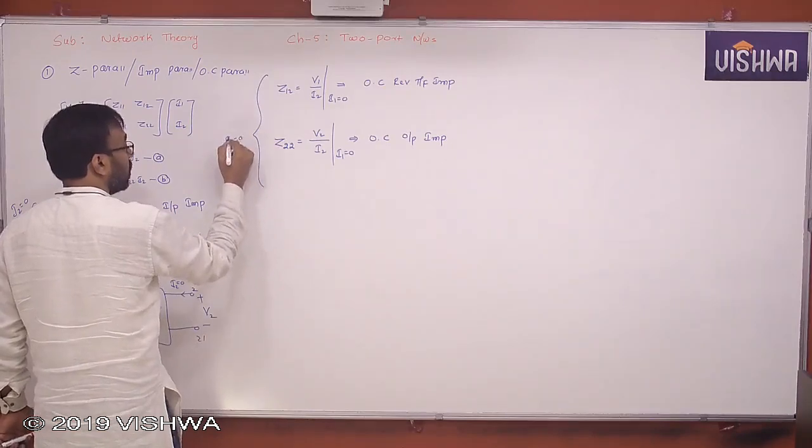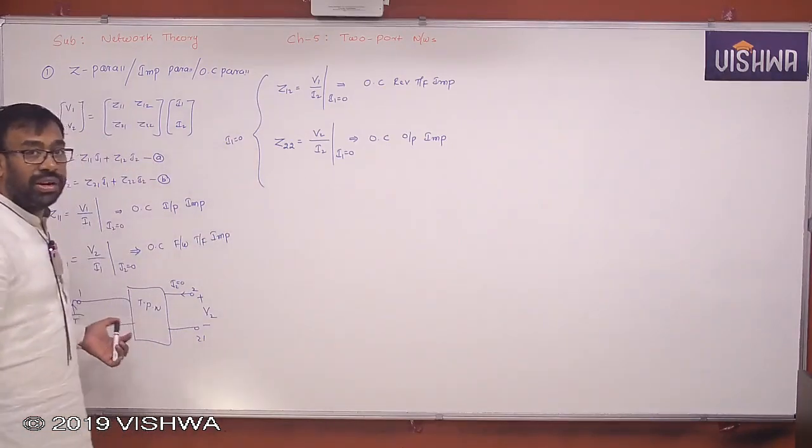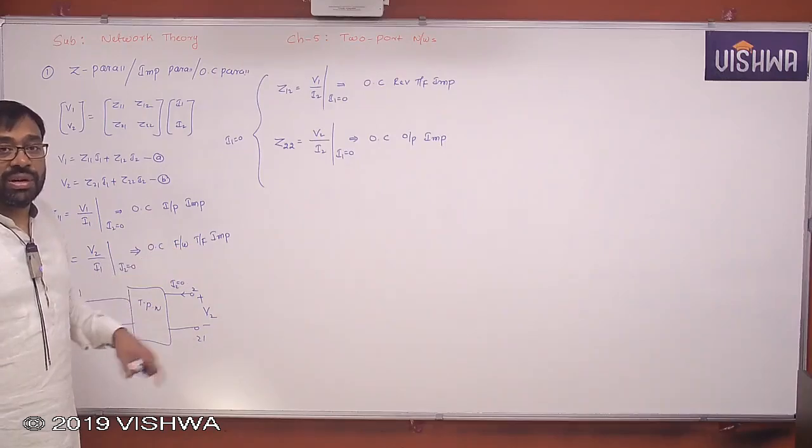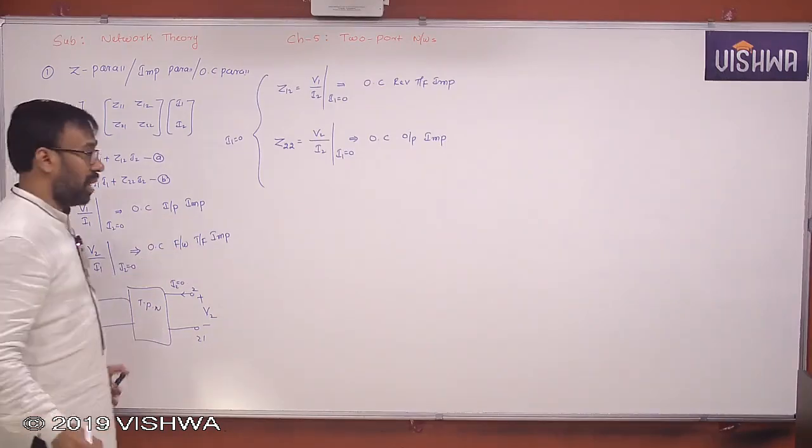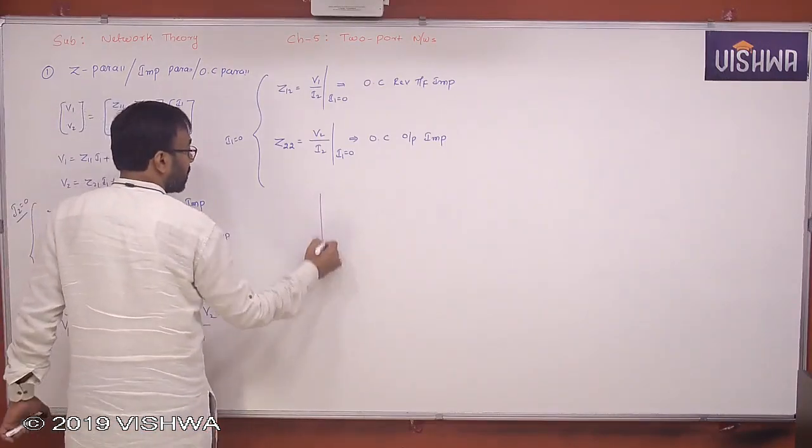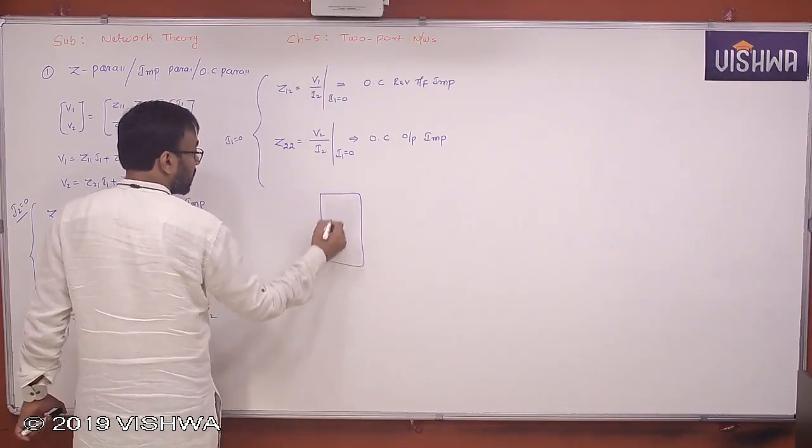So when one variable is 0, then you will get two parameters. When the other variable is 0, you'll get another two parameters. Finally, you need four parameters here.